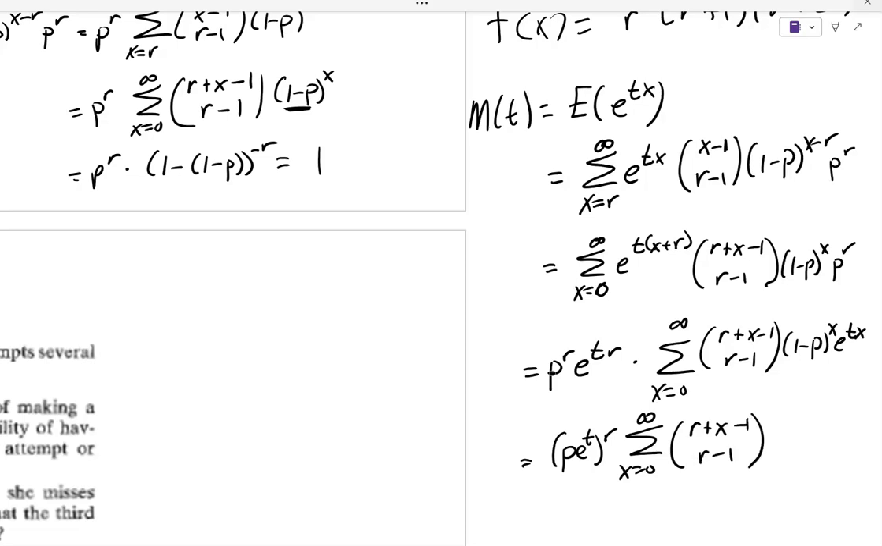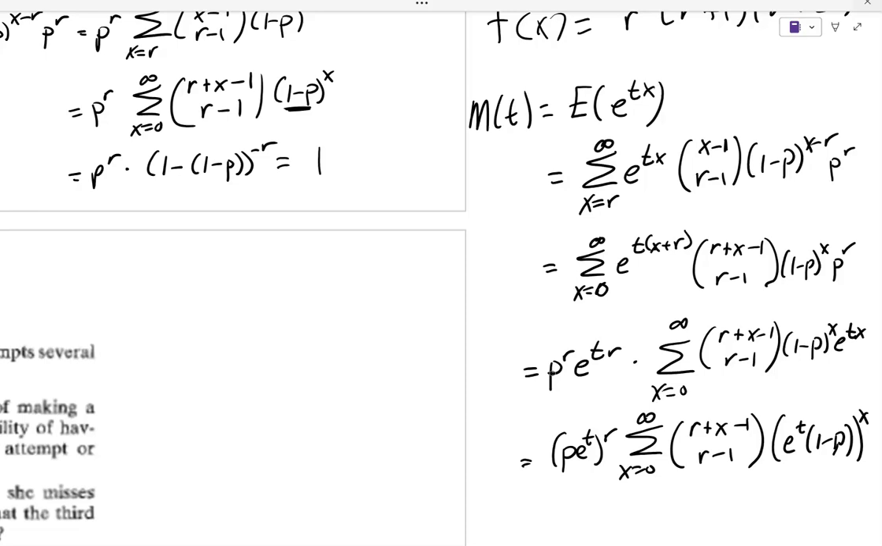Can you do the exact same thing on the inside? I got an x on both of them, don't I? So I can write that as, put the e to the t in front. Take e to the t times 1 minus p to the x. Now look at that summation down here in the lower right and compare it to the summation that we did up in the upper left. It's almost identical, right? Instead of having a 1 minus p on the inside, we've got e to the t times 1 minus p on the inside, don't we?